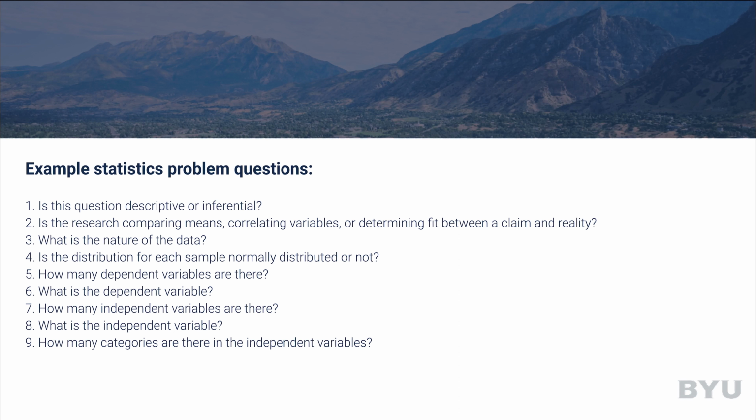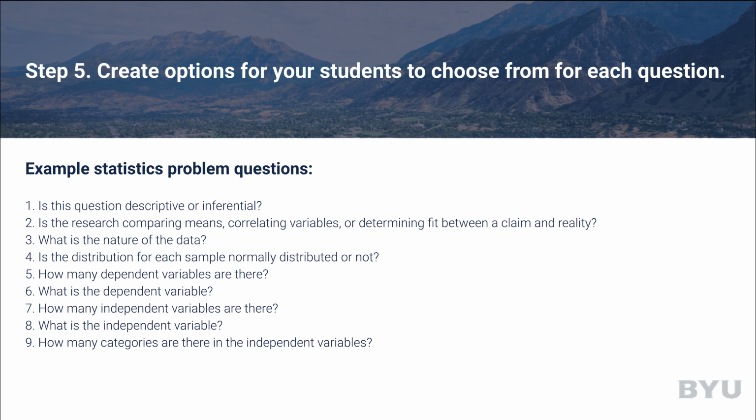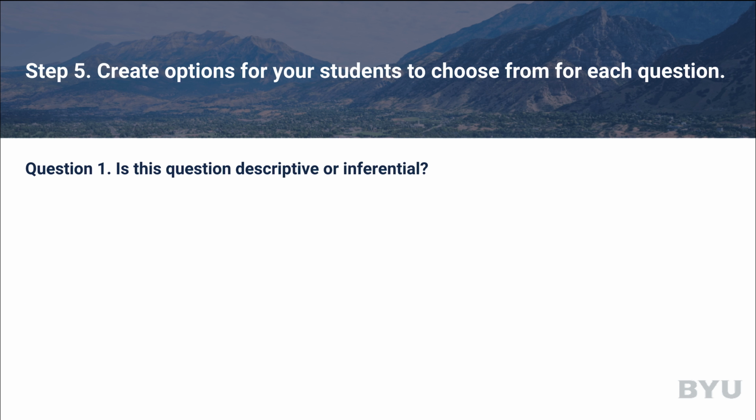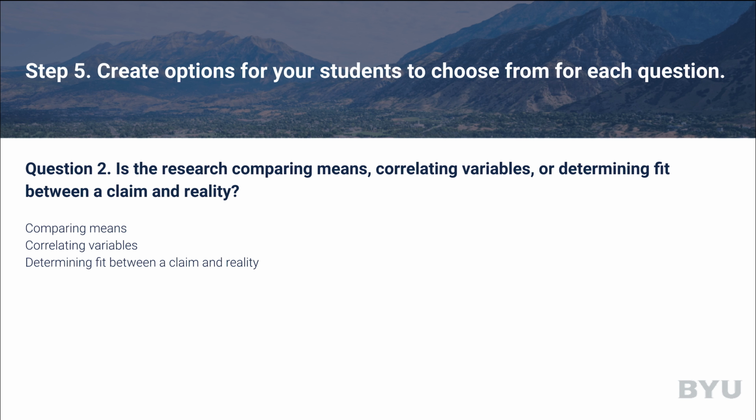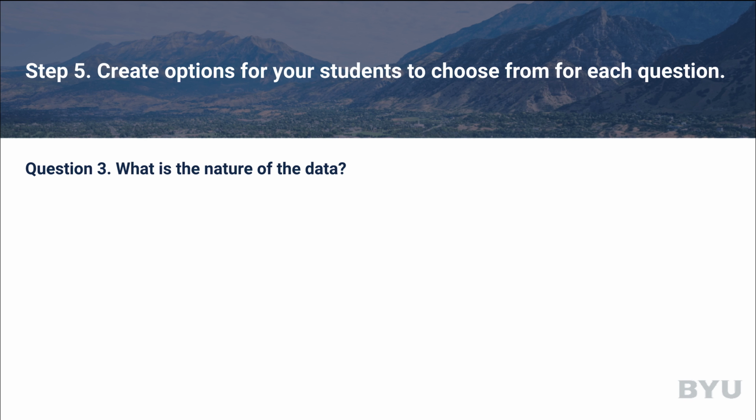Once your questions are in order, you can start to create options for your students to choose from for each question. In our statistics example, the first question asks whether the question is descriptive or inferential. So the options the students have to choose from would simply be descriptive or inferential. Our next question will also be easy to identify the options since the three options are listed in the question. However, the next question will be different.